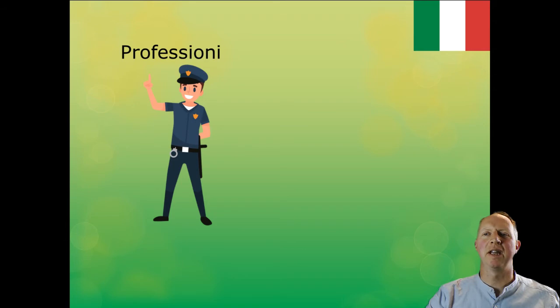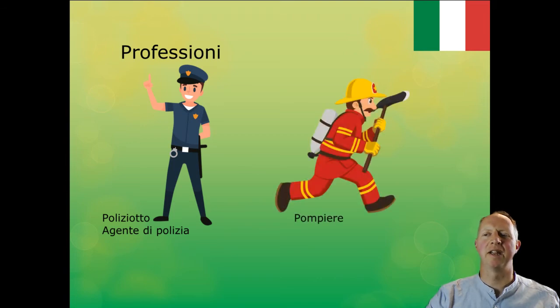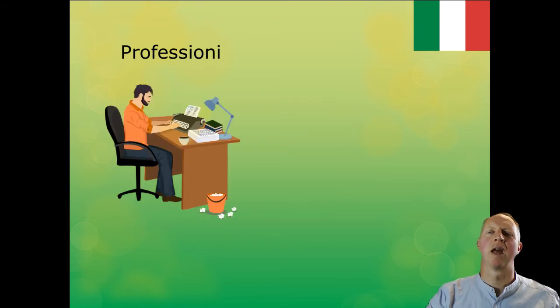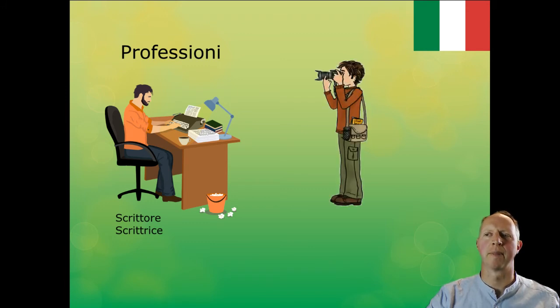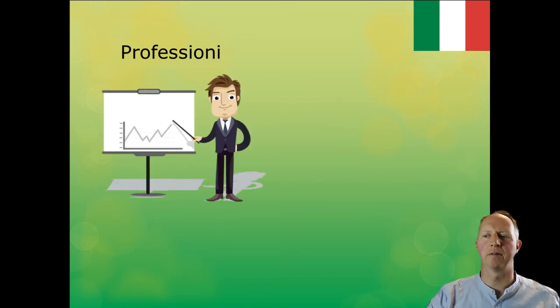Okay, policeman is un poliziotto or un agente di polizia. Now fireman is un pompiere. A writer is uno scrittore, or a female writer, una scrittrice. A photographer, un fotografo, or photographer.